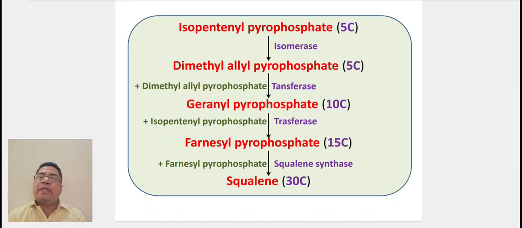In the diagram here we can see isopentenyl pyrophosphate is then converted into dimethyl allyl pyrophosphate in the presence of enzyme isomerase. Then the two molecules of dimethyl allyl pyrophosphate are converted into geranyl pyrophosphate in the presence of enzyme transferase. Then this geranyl pyrophosphate combines with isopentenyl pyrophosphate to form farnesyl pyrophosphate in the presence of enzyme transferase. Then this farnesyl pyrophosphate plus another molecule of farnesyl pyrophosphate give squalene with the help of enzyme squalene synthase.